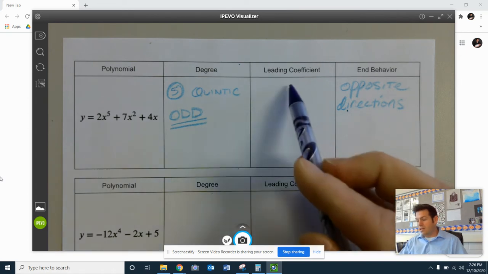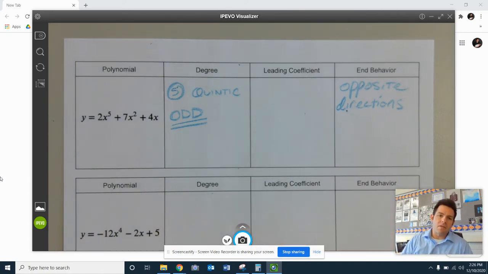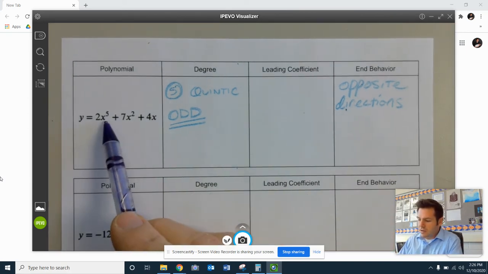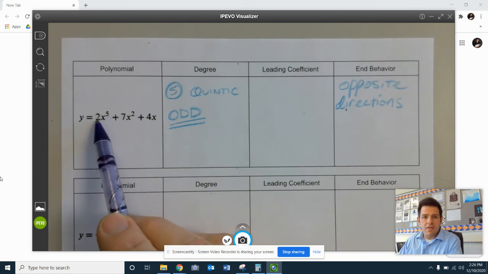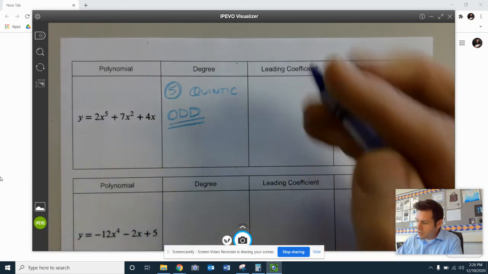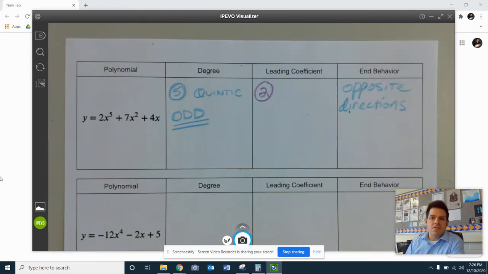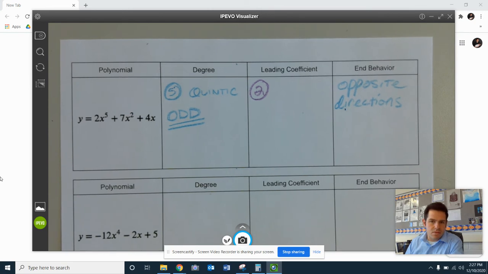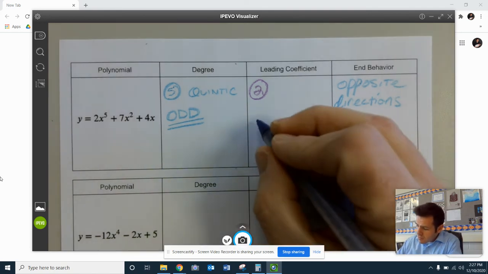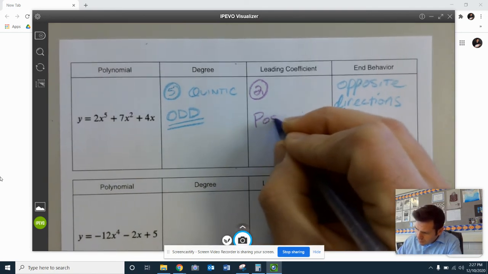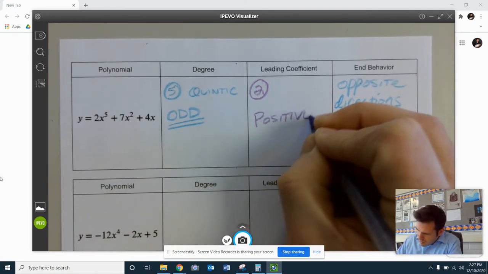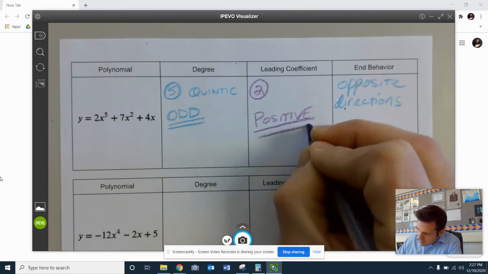Secondly, I want to take a look at the leading coefficient. We just figured out the degree was 5. The leading coefficient would be the coefficient for that term. So there's the 5. Leading coefficient is the number 2. So our leading coefficient here is the number 2. Now, we like the number 2. That's great that we can figure that out. More importantly to us is whether or not this is positive or negative. So here, it is a positive number.